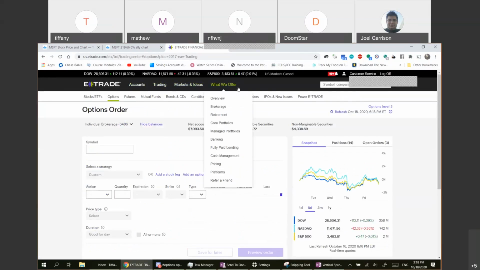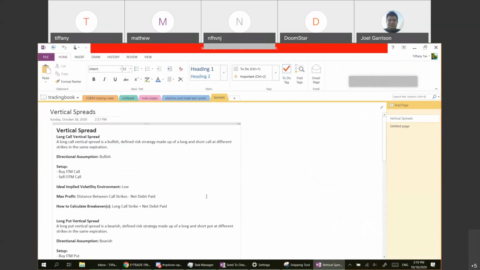Hey Tiff, before we get into digging into that, for the individuals on the call who aren't following along on what a vertical debit spread is, super quick: at its absolute core, it gives you a risk-managed approach to trading options. You're buying and selling a call or a put at the exact same time, so you're paying or getting the reward of the difference between those.